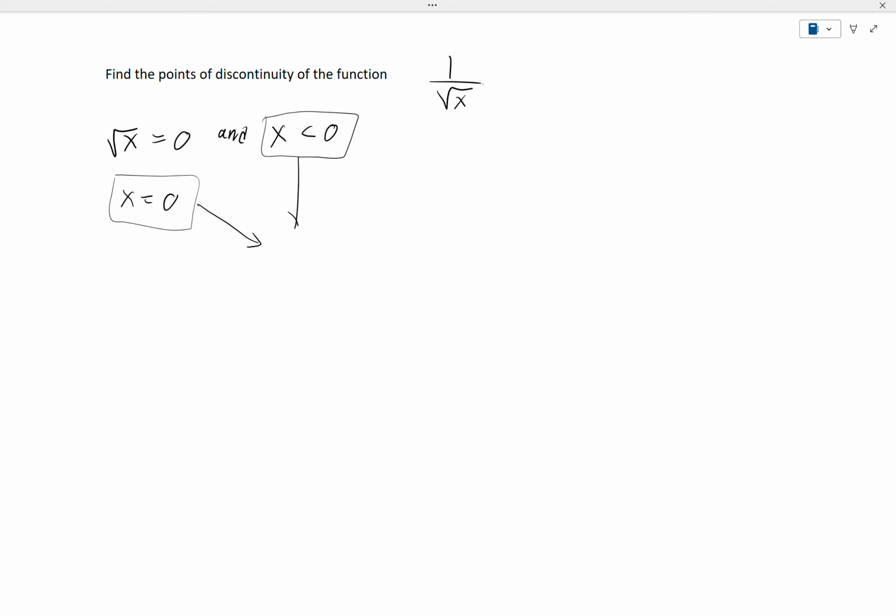So I'll just combine these two together into one statement and say if x is less than or equal to 0. That is when I don't have a function value, so therefore the function cannot be continuous over there. So these are the points of discontinuity for the 1 over root of x function.